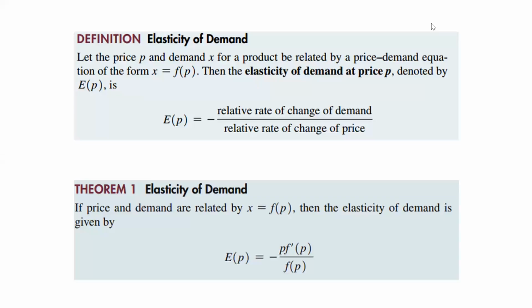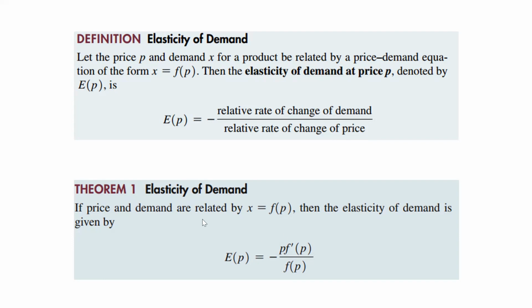All right, so here we have the elasticity of demand. I talked about that a little bit in 8.6 because of the way the graph was showing, and we'll see that here in another slide or two. Basically, if we let the price P and demand X for a product be related by a price demand equation in the form X equals F of P, then our elasticity of demand at price P is denoted by E of P. That's going to be the negative of the relative rate of change of demand divided by the relative rate of change of price.